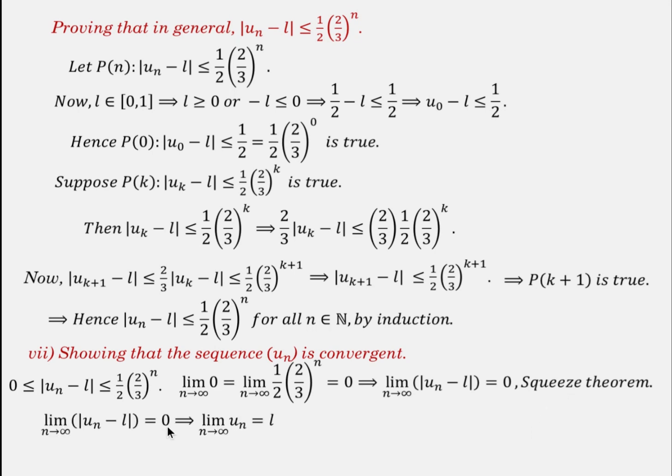We can then proceed to have that the limit as n tends to infinity of u_n would be L, and we had already established that L was the unique solution of the equation f(x) equals x in the previous parts of the question. L being unique means the limit as n tends to infinity of u_n is unique, and once the limit of u_n is unique, it means that u_n is convergent.